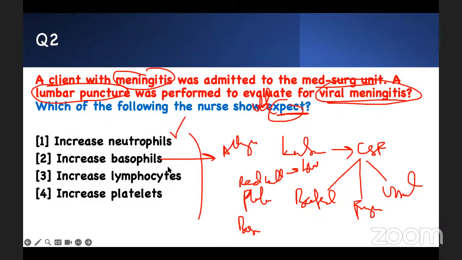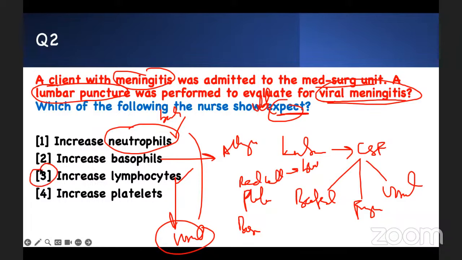So there are only two things you should worry about: is this a bacterial problem or a viral problem? Neutrophils attack bacteria and lymphocytes attack viral infection. Every time you have a viral infection, your lymphocytes should go up. Basophils and platelets are all distractors. You don't need them. So neutrophils, lymphocytes, and glucose, those are the 3 things you should be looking for in CSF. When they give you a CSF question, just look at these 3 numbers. When the neutrophils are high, you know it's a bacterial infection. The question says viral infection, so I'm only worried about lymphocytes, a lymphocytic problem.